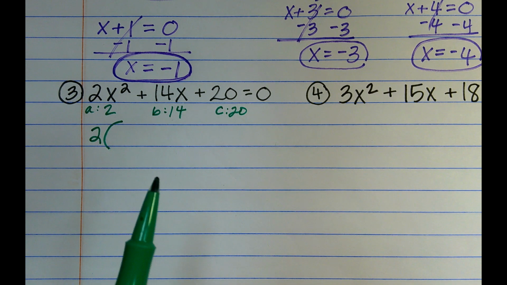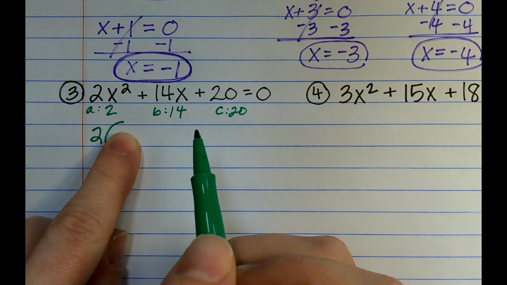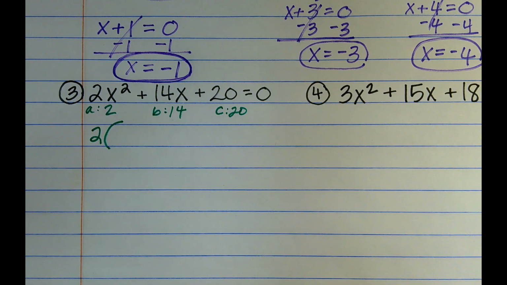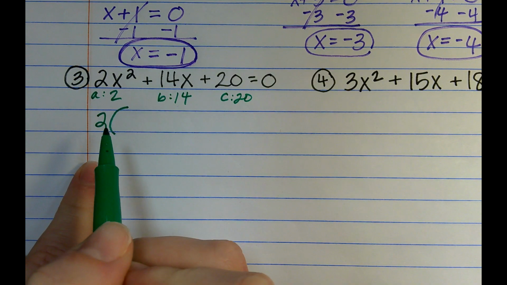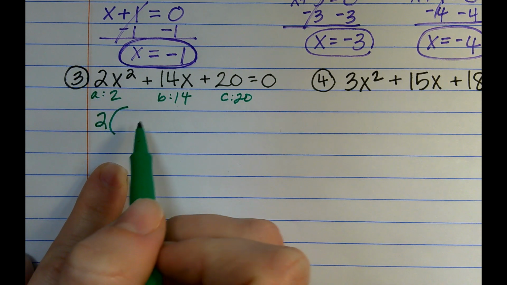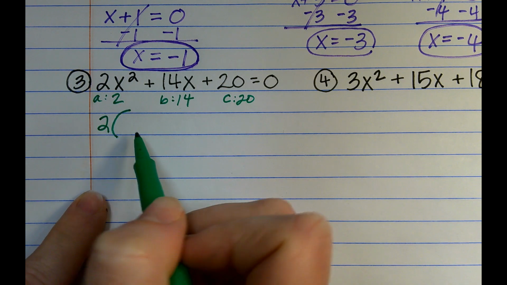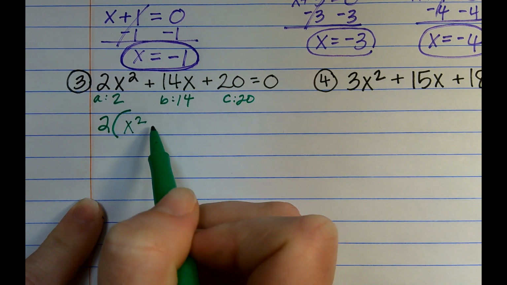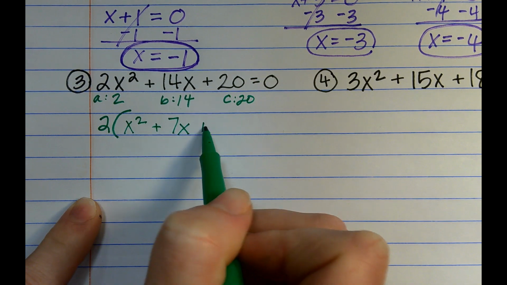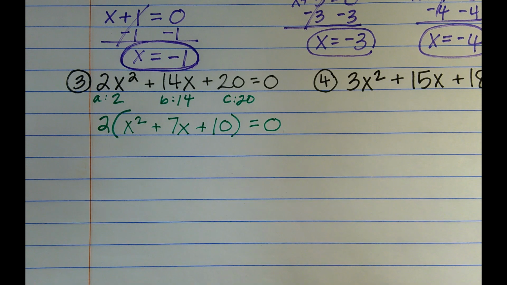Yes. What did you do? Did you keep the 2? Yeah. Okay, you could do it that way too. I'm going to show you this way first, and then we'll look at your method. So if I factored out a 2 first, what do my terms become? 2x squared is now x squared plus, 14 divided by 2 is 7, plus, good, 10, okay, equals 0.